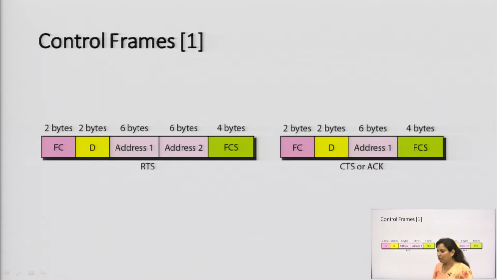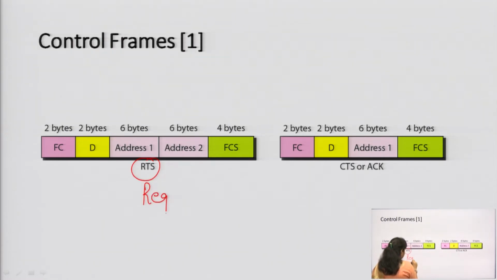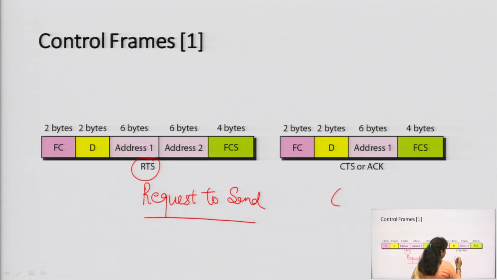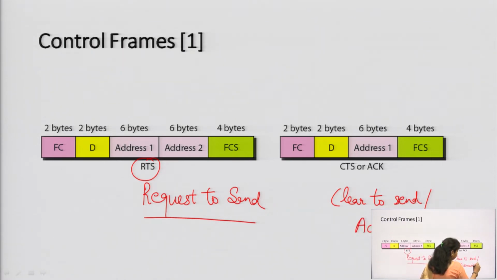Now, this is the control frame. This is a frame that is known as RTS, request to send. R means request, T means to, and S means send. This is CTS, clear to send, or it is acknowledgement. So, these frames are being used as control frames.